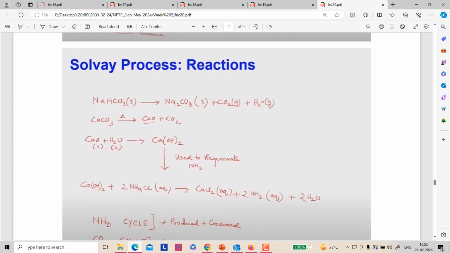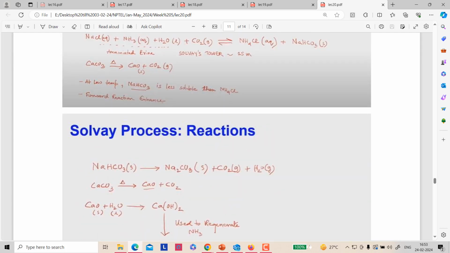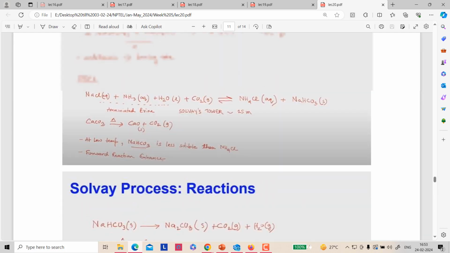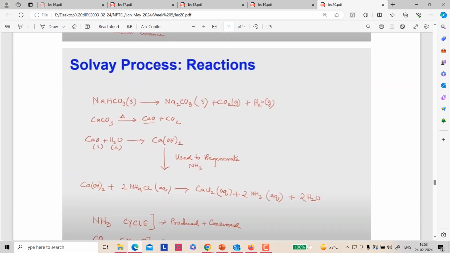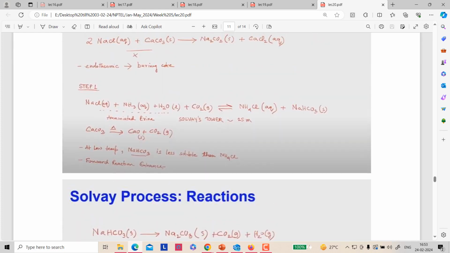This calcium hydroxide is again used to regenerate the NH3. So how is it regenerating? Calcium hydroxide now reacts with the already produced ammonium chloride, and produces CaCl2, ammonia and water. This ammonia is again supplied to the initial chamber of brine.